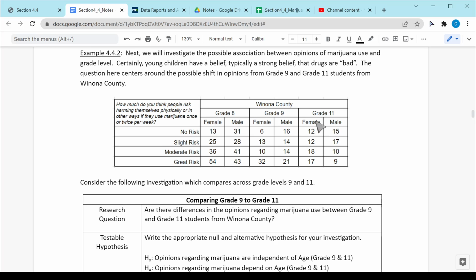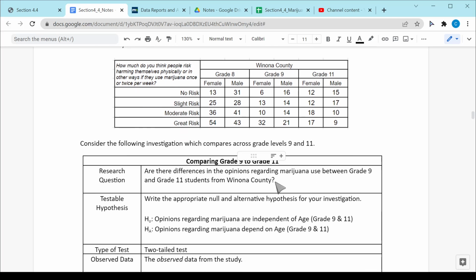We'll see that there's going to be a statistical change, or a significant change, between 9th grade and 11th grade. I don't think we're going to see one between 8th grade and 9th grade. That's just not enough time. Okay, that's only 1 year apart. We probably are not going to see a shift in a 1 year time period. But here, going from 9th grade to 11th grade, we might. So are there differences in the opinions of marijuana use between grade 9 and grade 11?